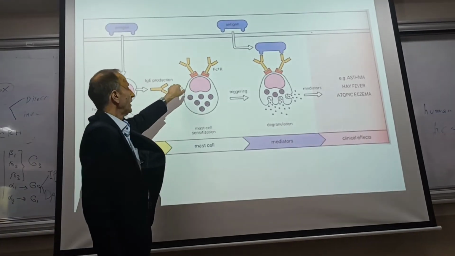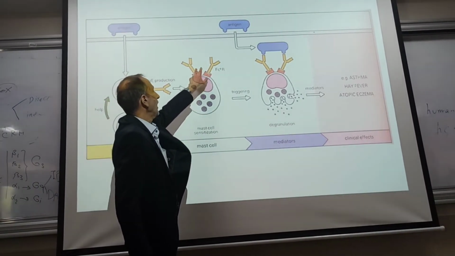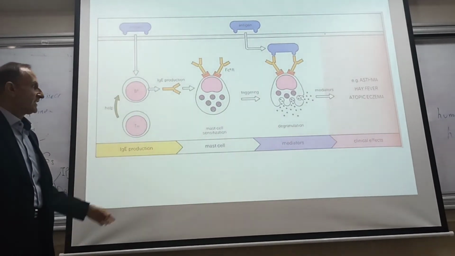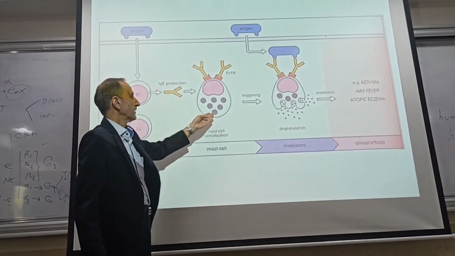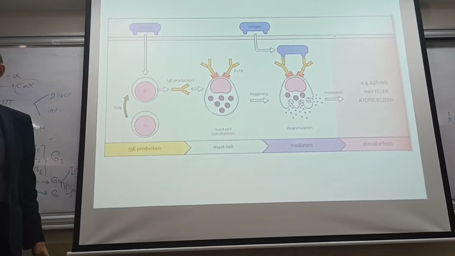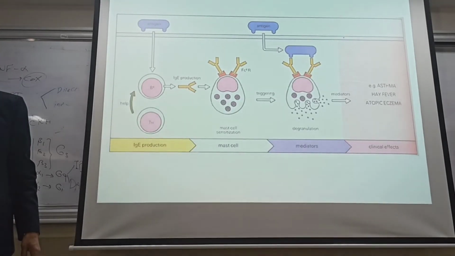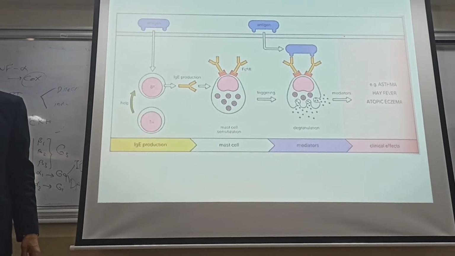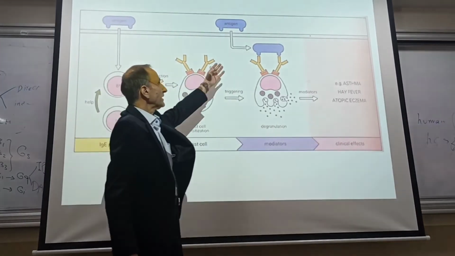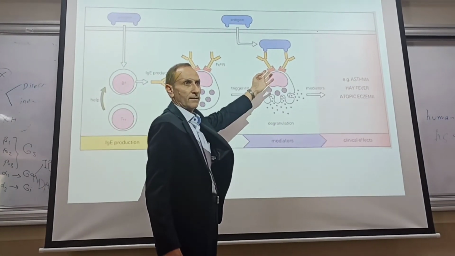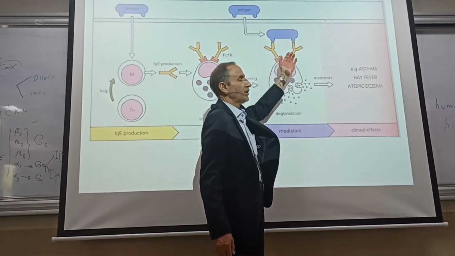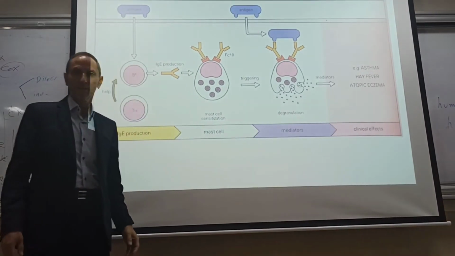Then IgE can bind with mast cells. We say that in this case we have sensitized mast cells. Mast cells that have IgE on their surface are called sensitized mast cells. In the next contact, antigen and IgE make a complex.